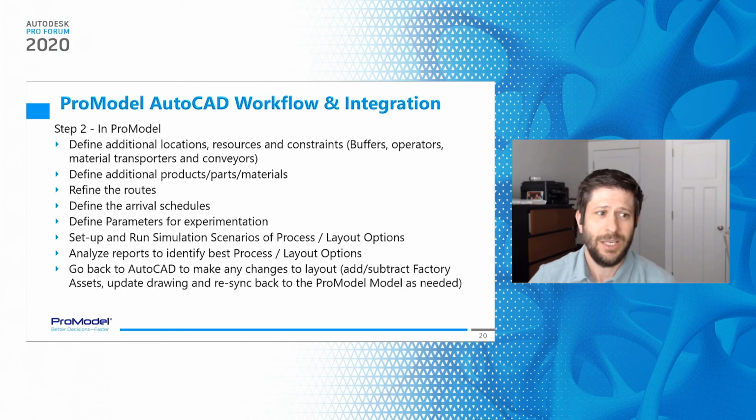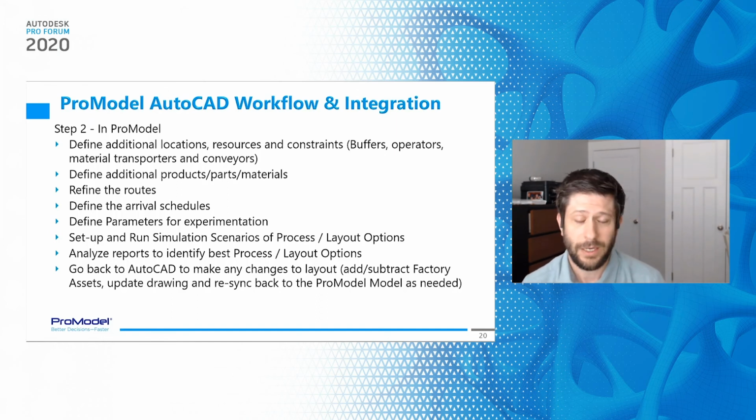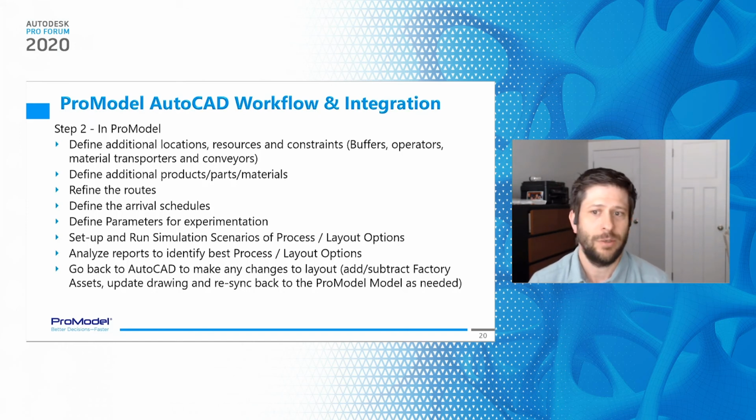The next thing that you can do, step 2, is we can define additional locations, resources like my forklift and Process Simulator. We can add different constraints, extra buffers, material transporting. We can define more parts that need to be in the system. We can add more complexity to your routes, define different arrival schedules. We can set up and run scenarios like we did in the example that I showed you with the Process Simulator.